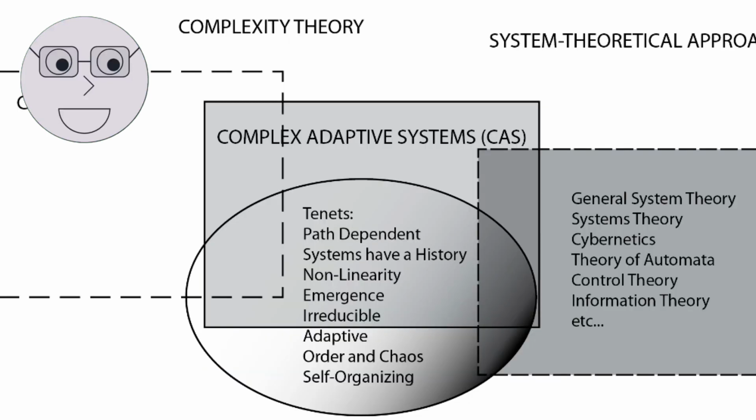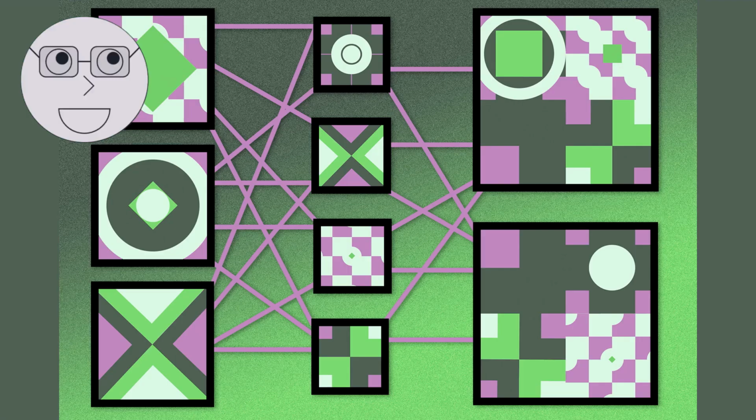In the next segment, we will explore some of the key principles of complexity theory and how they can be applied to real-world problems. Complexity theory is based on a set of principles that help us understand how complex systems behave. In this segment, we will explore some of these principles and how they can be applied to real-world problems.